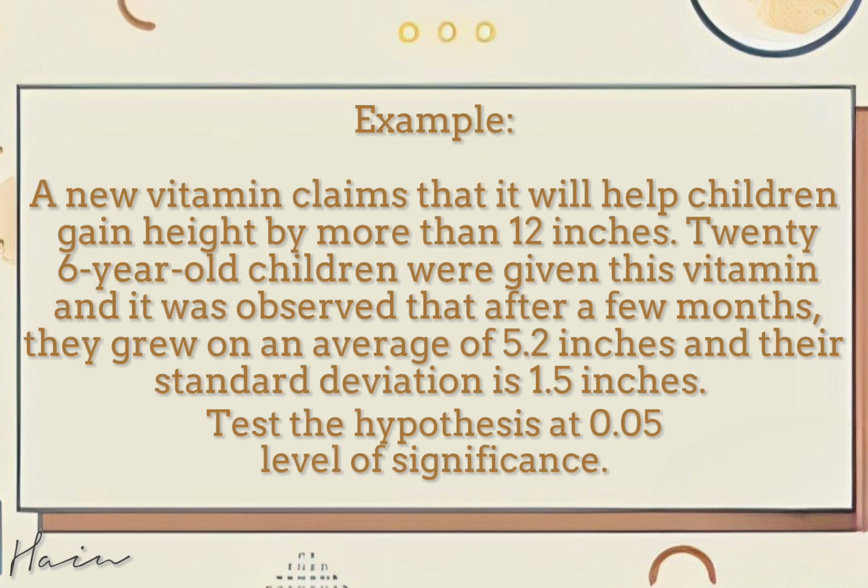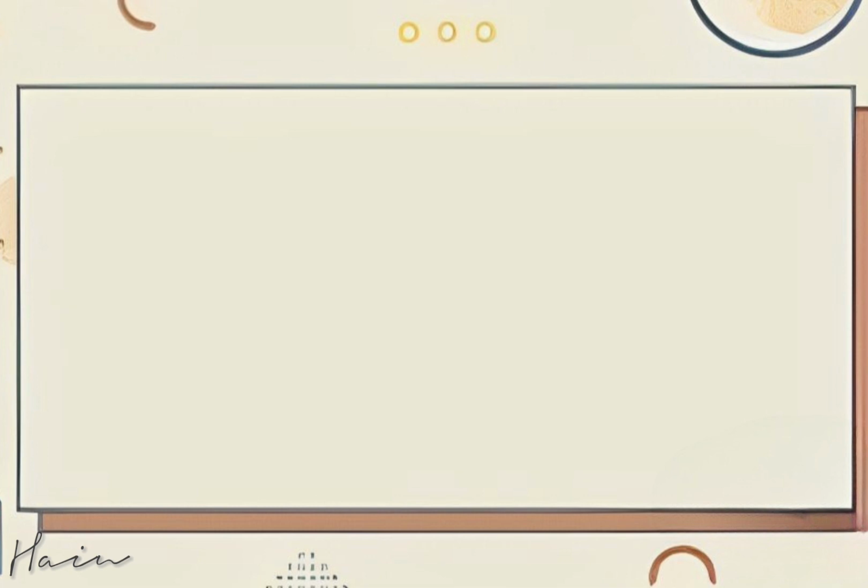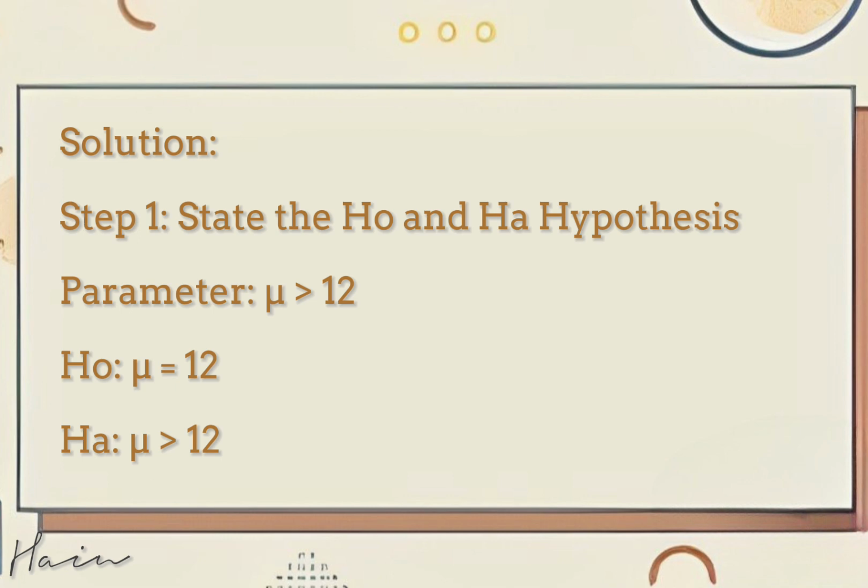Example. A new vitamin claims that it will help children gain height by more than 12 inches. 20 children were given this vitamin and it was observed that after a few months, they grew on an average of 5.2 inches and their standard deviation is 1.5 inches. Test the hypothesis at 0.05 level of significance. So let's go for the solution.